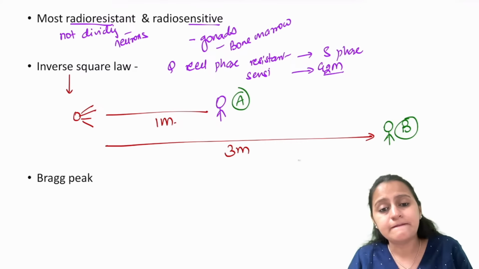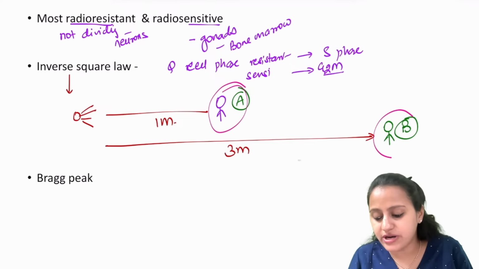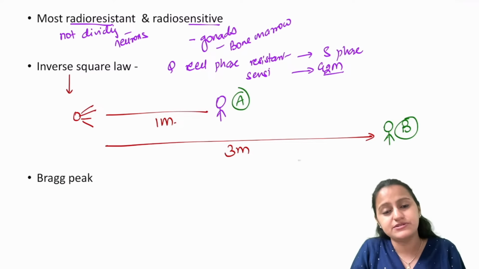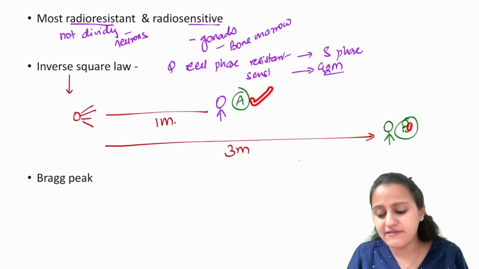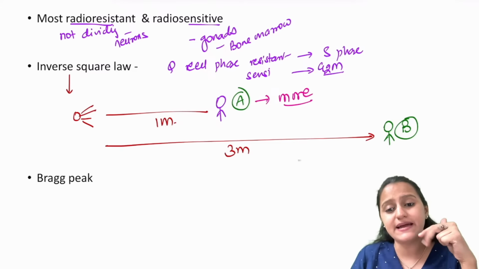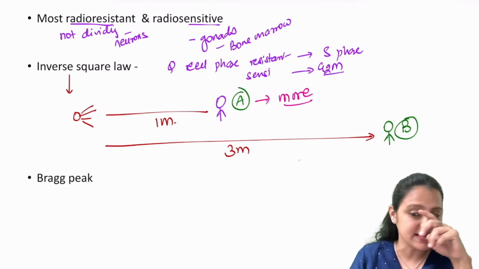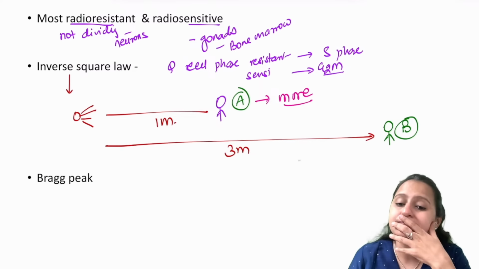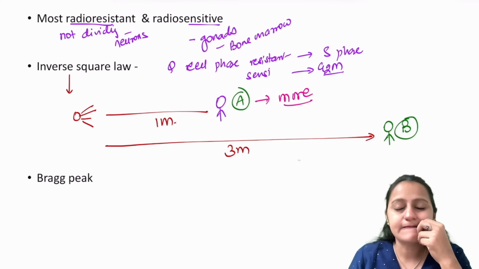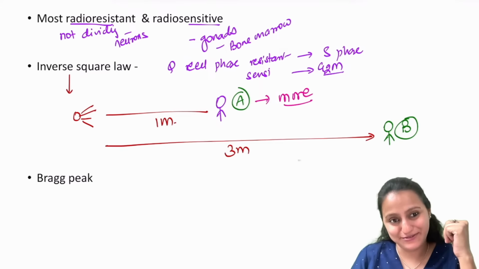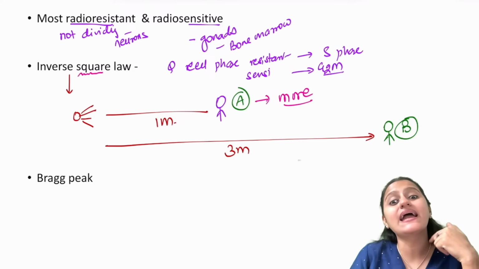Can someone tell me? Logically thinking, who will receive more radiation, A or B? The closer you are to the radiation source, the more radiation you would receive. So A will receive more as compared to B. How much more will A receive as compared to B? 3 times, 6 times, 9 times, 27 times, 8 times? How much more? That is what my question is. 3 times? No. So that is what is inverse square law.